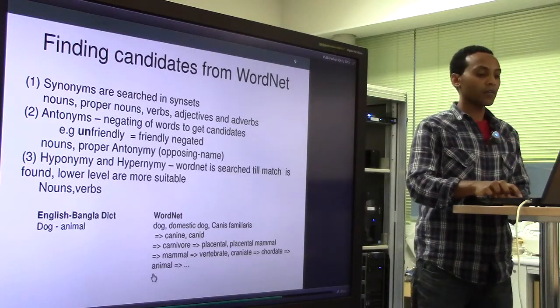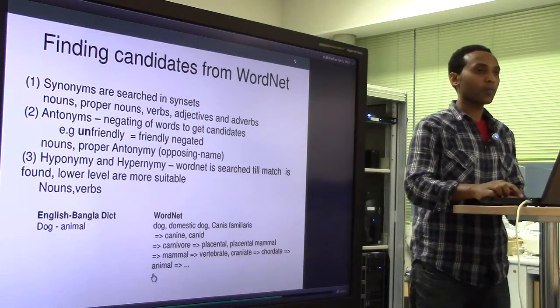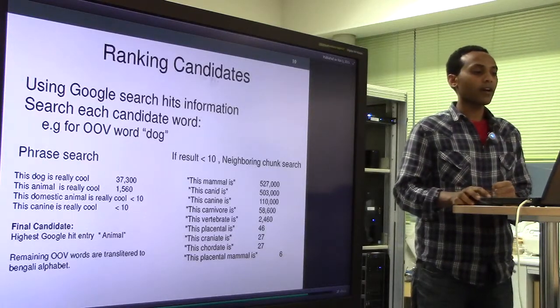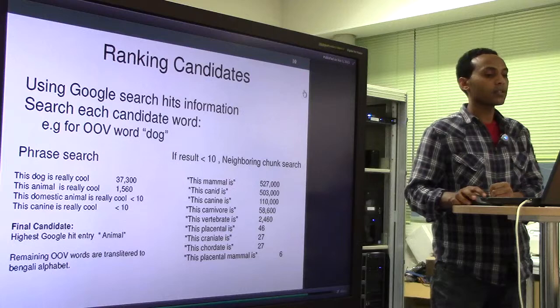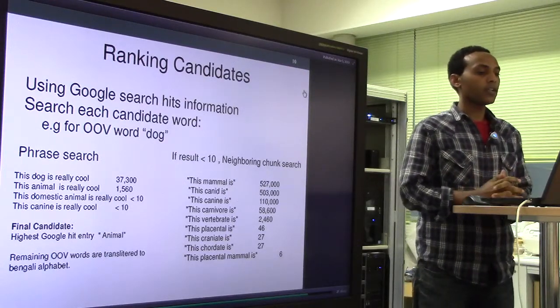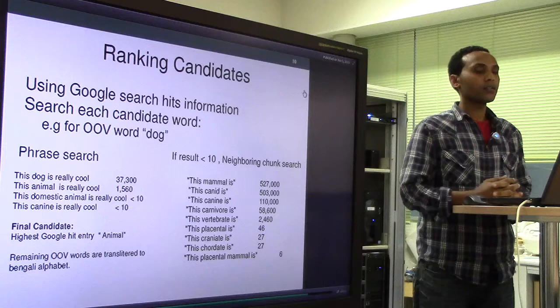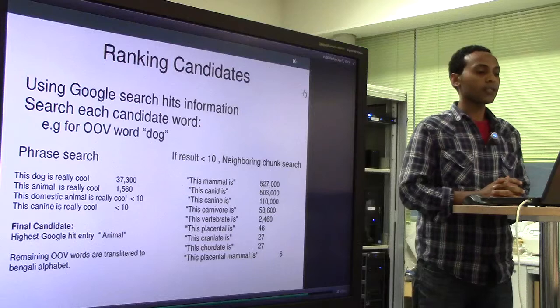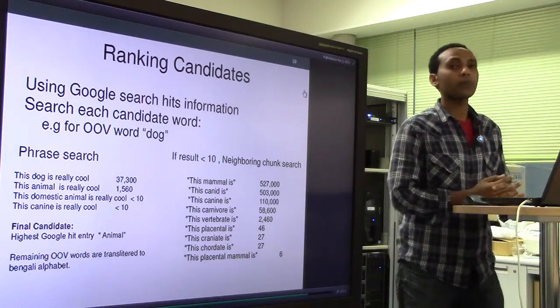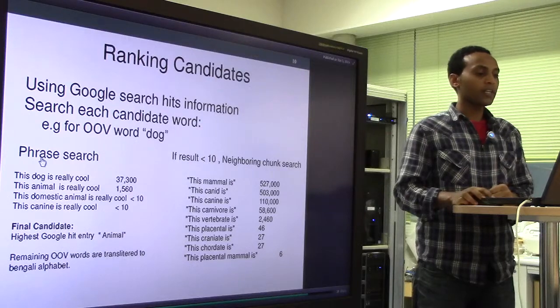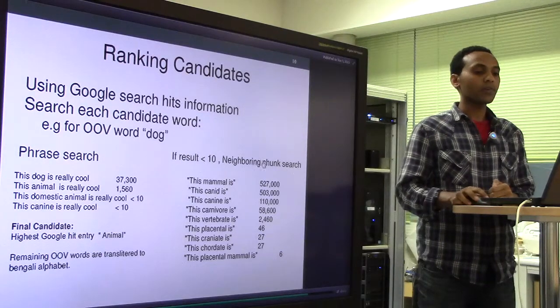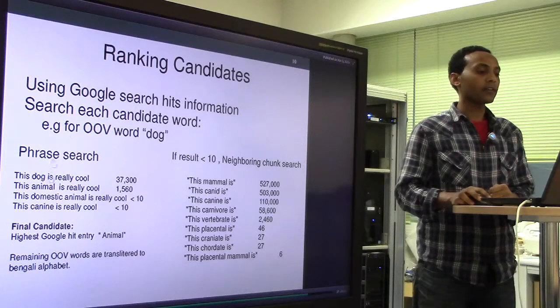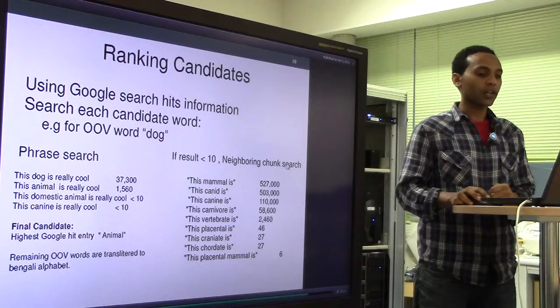So which one is going to be chosen from these as a possible translation? For that, they have a ranking algorithm for choosing candidates. What they used is the most frequent or the highest hit from Google searches. So the one which has the highest hit is considered as the most suitable translation. They did phrase search and also neighboring chunk search. If they cannot find it in the phrase search, they try to find it from the neighboring chunk search.